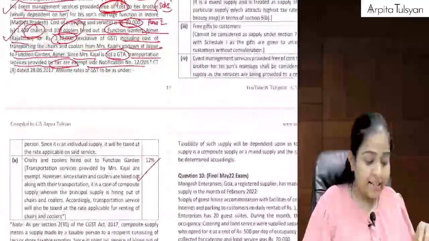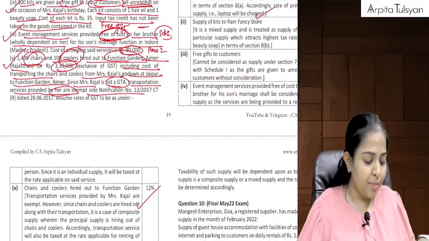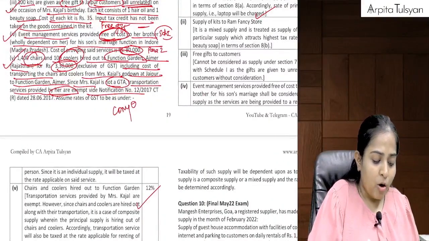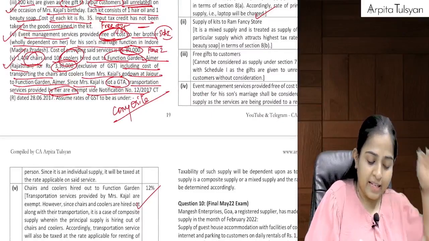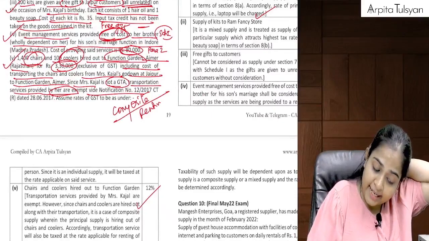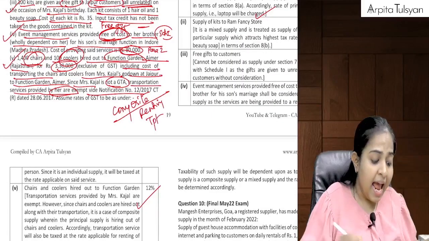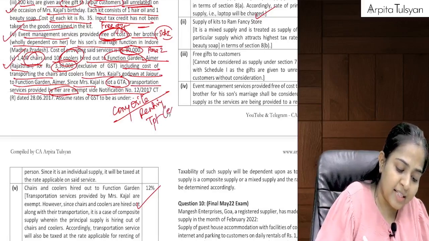And yes, another thing here is, see, we are assuming that this is a composite supply. Why? Because there are two services given. One is renting of that cooler, etc. and another one is transportation. And here they are telling the transportation services is exempted.